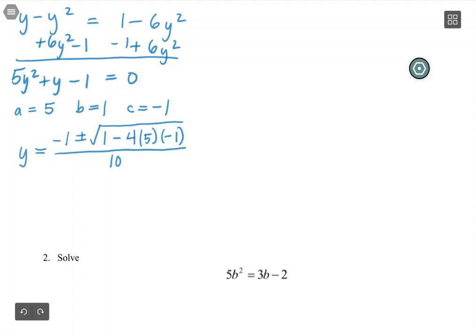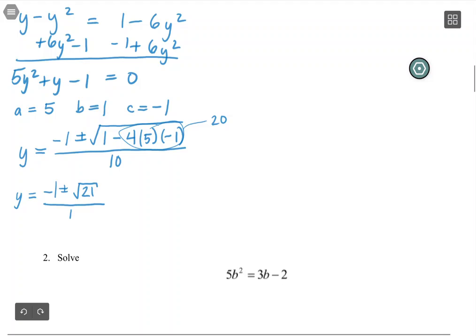So work through this very carefully. Messing up a sign or messing up a multiply will completely mess up your answer. It is a little tedious to work through the arithmetic, but that's all it is, arithmetic. So we suck it up. Negative 1 plus or minus the square root of, okay, so negative 4 times 5 times negative 1 is positive 20. So we end up with 1 plus 20, which is 21, all over 10.